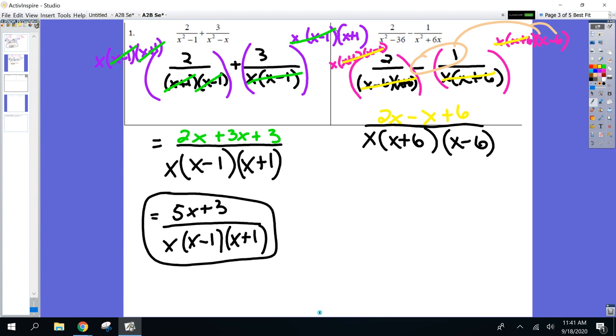Yep. Just soak that in right now, guys. It's subtraction only. You've got to worry about that. We don't have to worry about that with addition. With subtraction, you've got to make sure you distribute a negative number. Good? Okay. Nobody got it yet today, so don't worry. What am I left with on top? X plus 6.